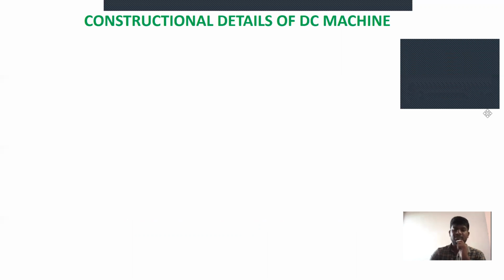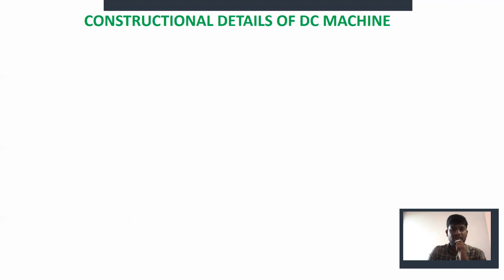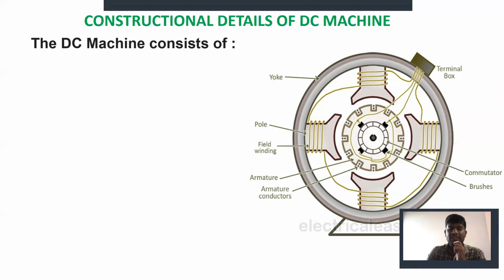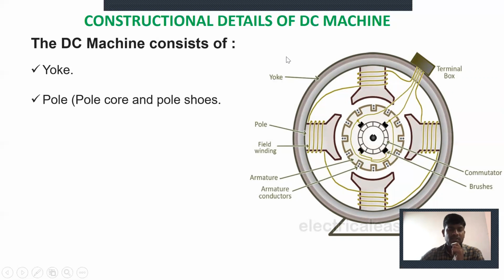The constructional details of the DC machine are like this. This is a simple cross-sectional view of a DC generator. Here you can see the yoke. So what are the parts that make up a DC machine? The first one is the yoke. The yoke is the outermost layer, and next we can see the poles.